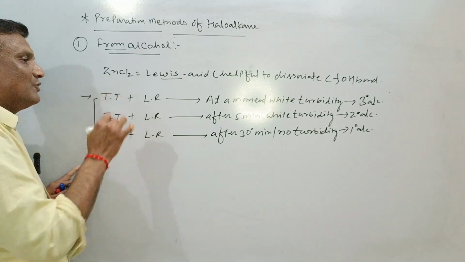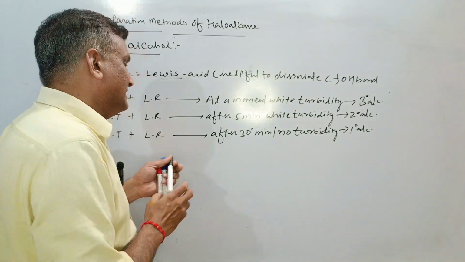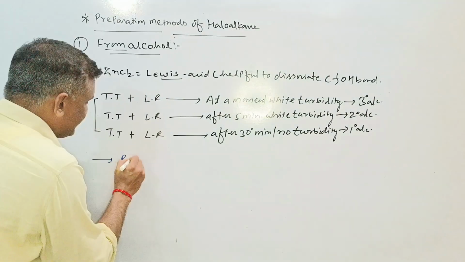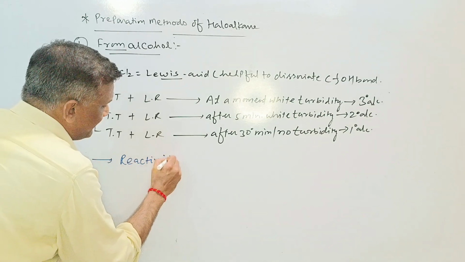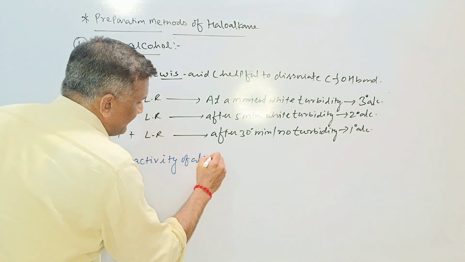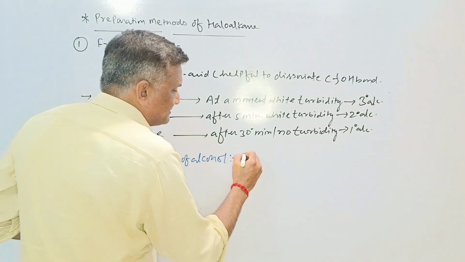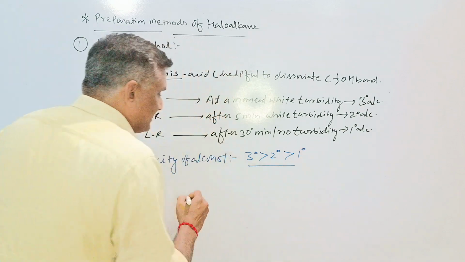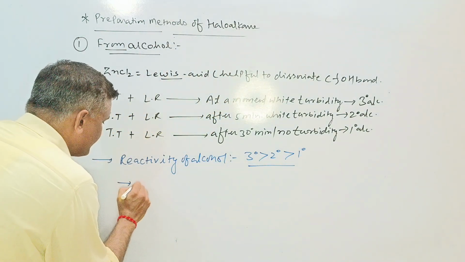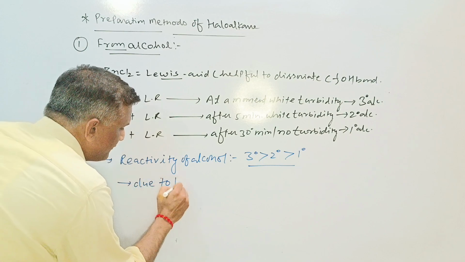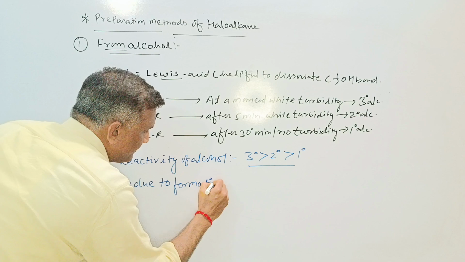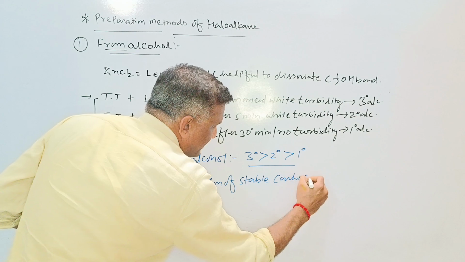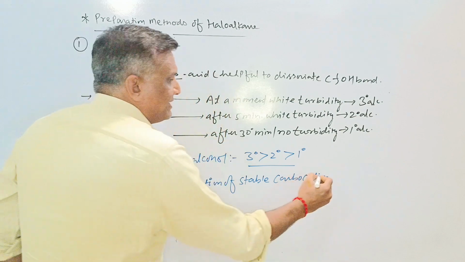Why is 3 degree alcohol more reactive towards this reaction? Let's see. If we go with the 3 degree alcohol, then the reactivity of alcohol towards Lucas reagent is 3 degree greater than 1 degree. The reason is just due to formation of a stable carbocation. What is the meaning of carbocation?